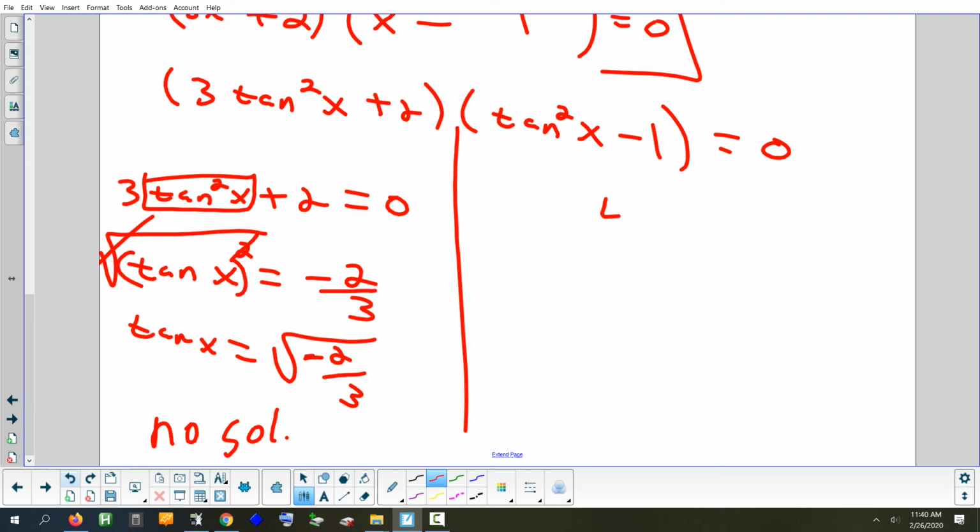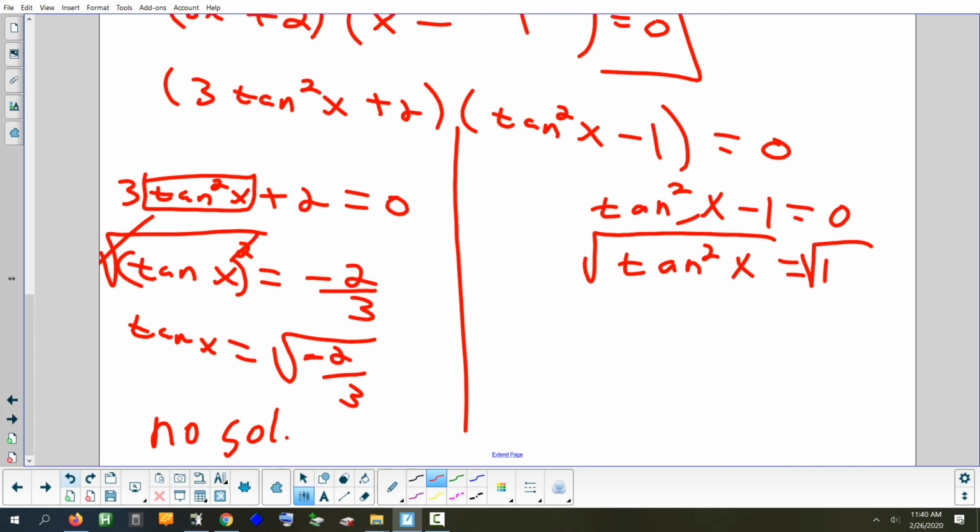Okay, so now let's just worry about this part. Tangent squared x minus 1 equals 0. We're going to add the 1, and this time you're adding it. So you are going to end up with a positive number on the right. Versus over here, you subtracted it. So now you can take the square root of both sides, and that works. Square root, square root. That cancels. Now, be careful here. What's the square root of 1? 1.